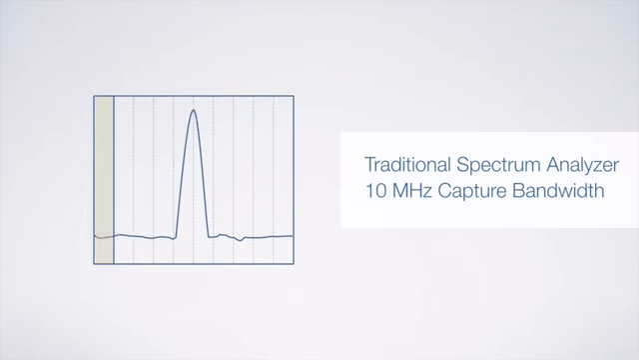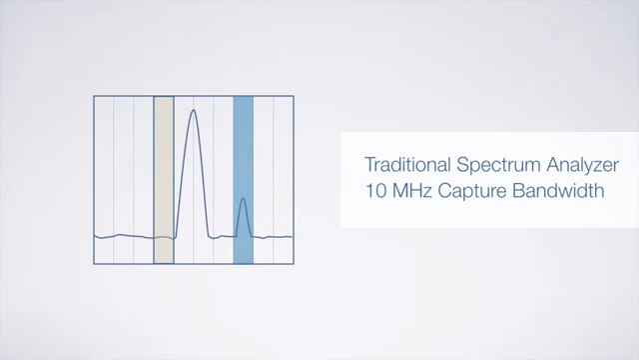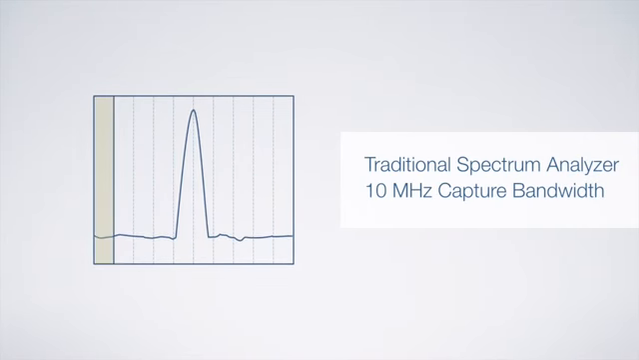acquisition at a time. The downside of this approach is that while the spectrum analyzer is acquiring one portion of the spectrum of interest, the event that affects your design operation is happening in another part of the spectrum that it's not currently seeing. This is a woefully inadequate approach for today's wireless communication signals.